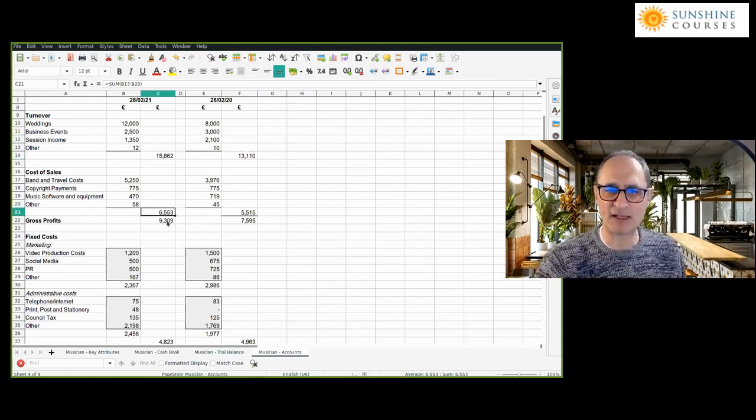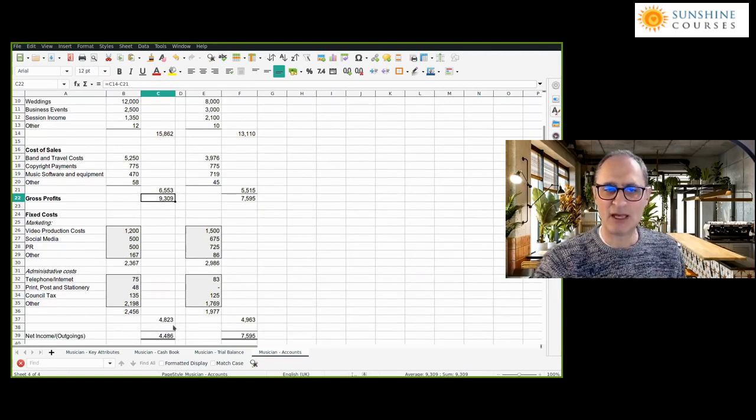Our cost of sales are similar relative to our turnover, so our gross profits have gone up. Remember, the cost of sales are the direct costs we had getting that revenue. In this case, we had to pay our band costs, we had to pay copyright music, we had to pay some software. That brought us through in total to £6,000 of costs. Our gross profits are £9,000 in total. And our total administrative or fixed costs were £4,000.